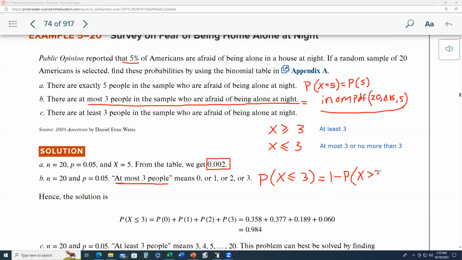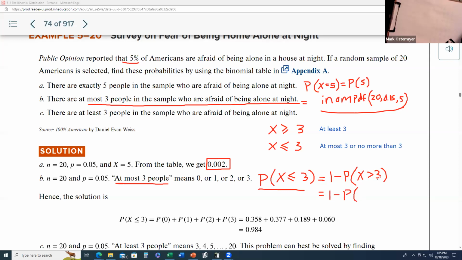Is X greater than 3? Do you agree? You don't want to use the complementary probability rule here. It's even nastier than the probability we're being asked to compute, because this would be saying 1 minus the probability that what? What's the next integer larger than 3? The next integer up from 3.